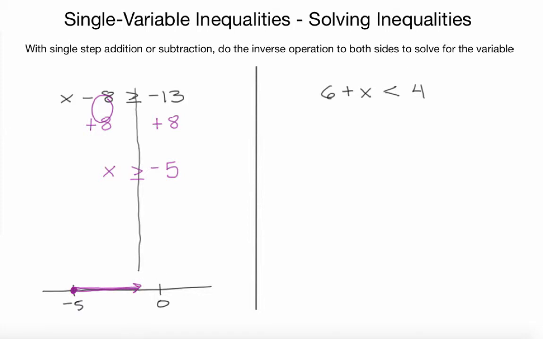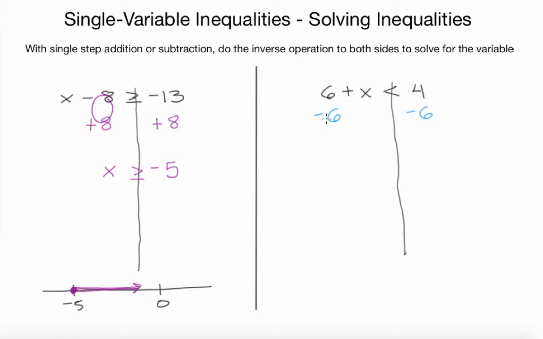Okay, let's take a look at this other equation now. So we've got 6 plus some number x has to be less than 4. So I want to solve that out. I am going to do the opposite operation. I have x plus 6. I want to subtract 6 from both sides.